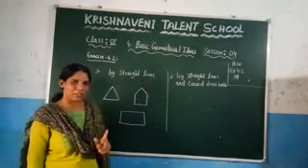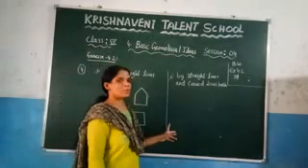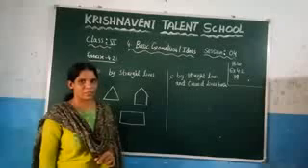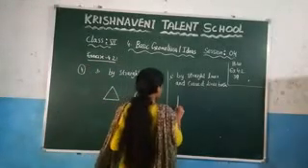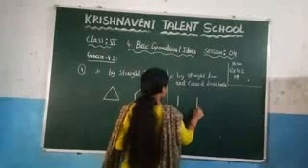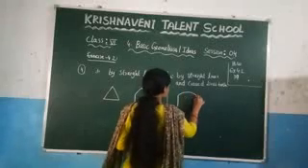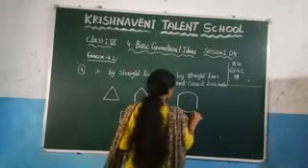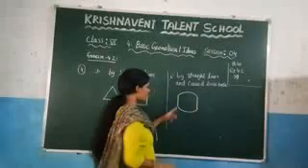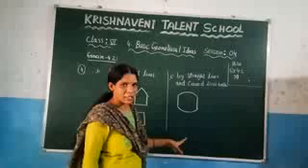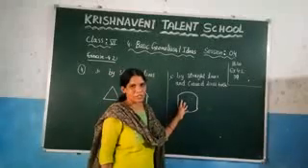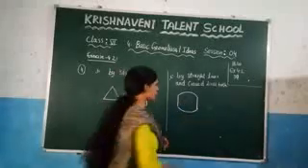You need to draw three figures. In that, a straight line should be there and a curved line should also be there. So here you can observe that the straight lines are there and the curved lines are there, and you can observe that it is a closed figure. So it is an example of this one.